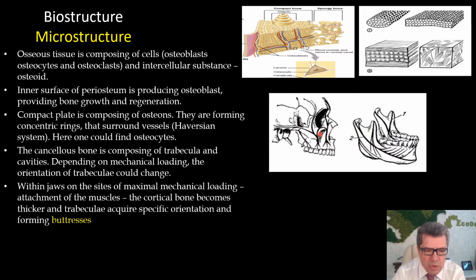Within the jaws, on the sides of the maxilla, there is mechanical loading and muscle attachment. The cortical bone becomes thicker and the trabeculae acquire a specific orientation according to the former parts.